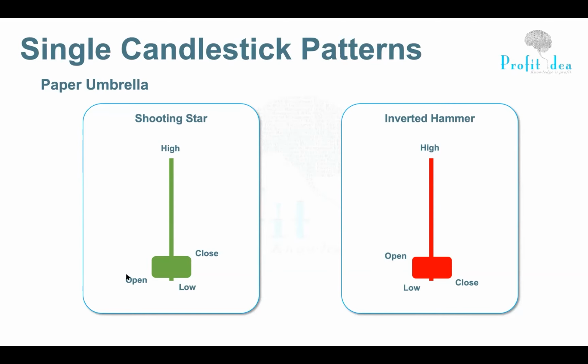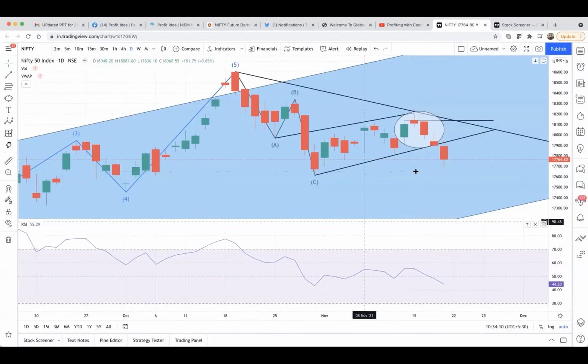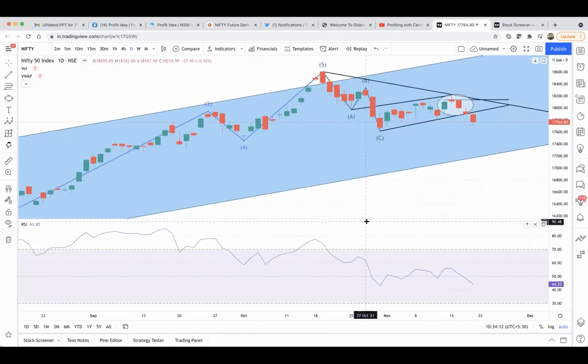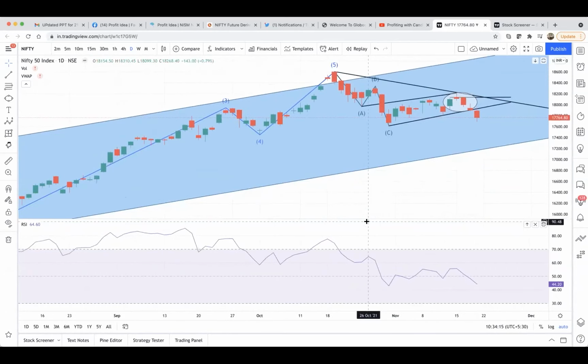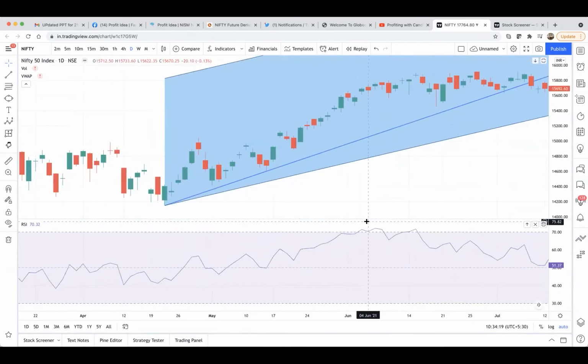Now, let me show you one live example of a shooting star, because I think that will give you more clarity in terms of how a shooting star looks. How do you play on a shooting star? How do you ensure that the shooting star is giving you the kind of direction that we are looking at? So let's say, for example, even if you look at this Nifty chart, and if you look at the major patterns that we see.